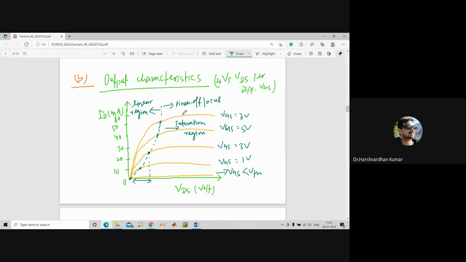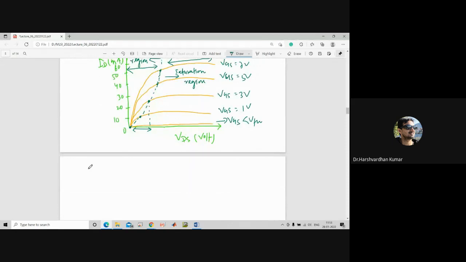Now, here you can see for this region, what is happening? The current is linearly varying with respect to VDS, right? But for this region, what is happening? The current tends to saturate. Okay, so now the applications. You see here, very interesting things from the characteristics. For this region, the current is almost zero, right? For VGS less than VTH. So this is known as the cutoff region.